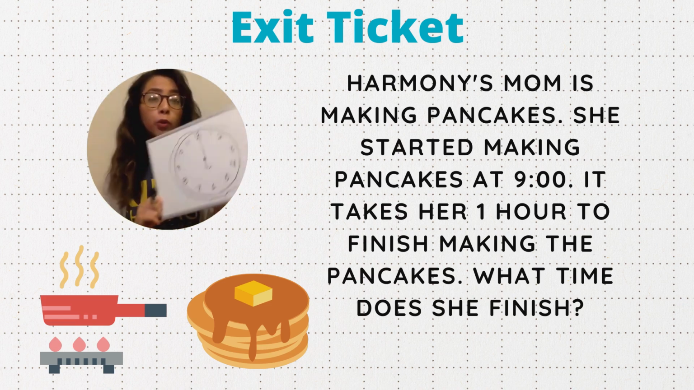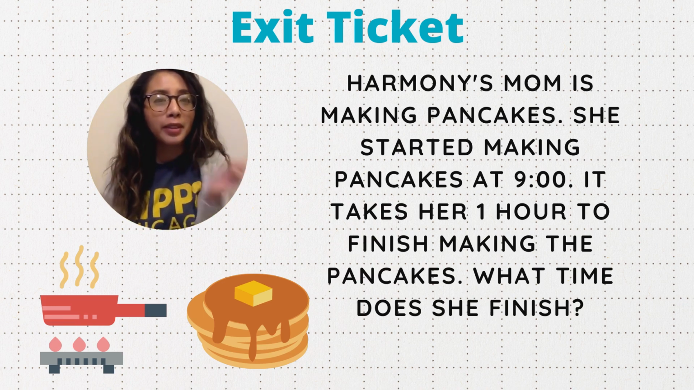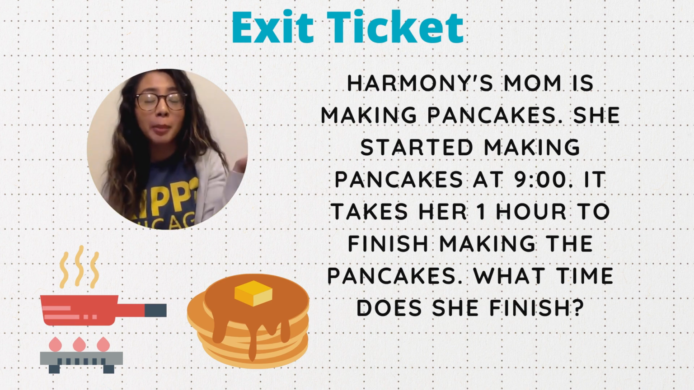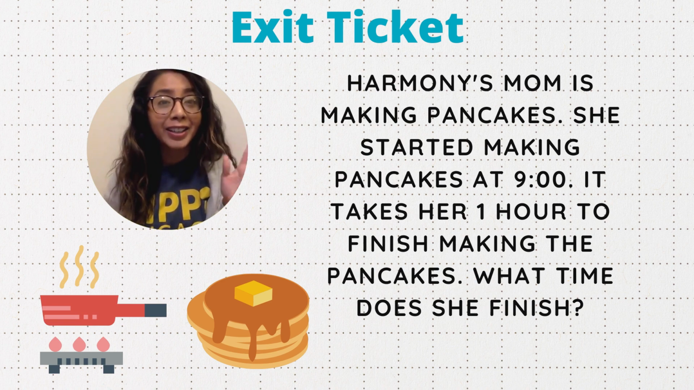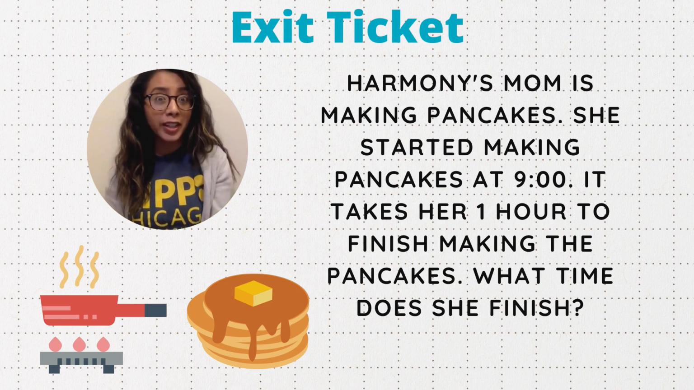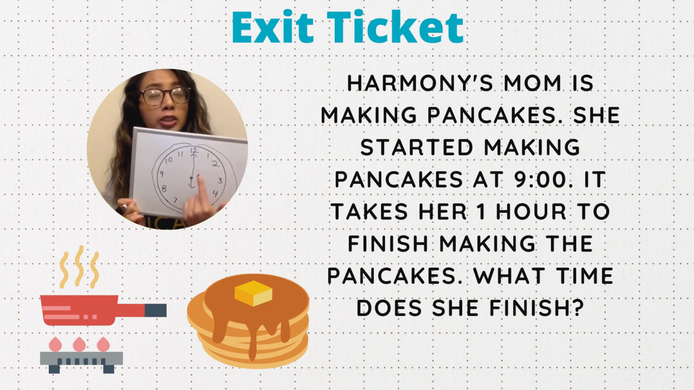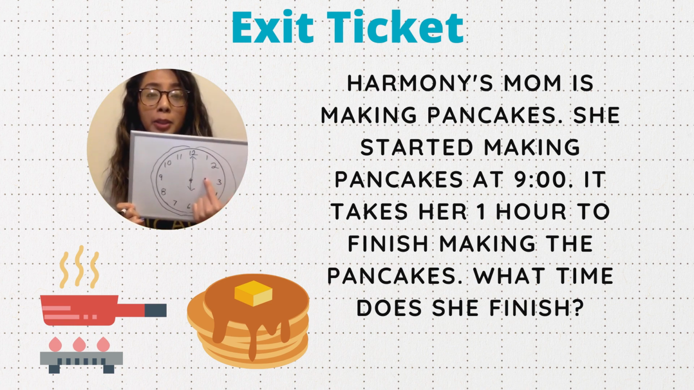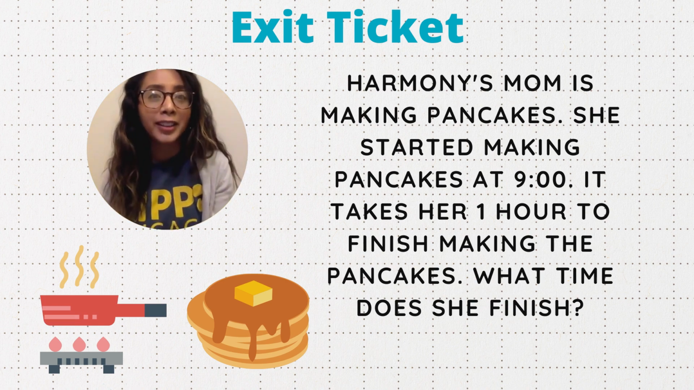For our exit ticket, this one I want you to solve all on your own. You can either draw the clock out or you can just think in your brain what the answer is for this problem. It says Harmony's mom is making pancakes. She started making pancakes at 9 o'clock. It takes her 1 hour to finish making the pancakes. What time does she finish? So draw your clock to help you solve. You can start with the time that Harmony's mom started making the pancakes and then think about what it will look like an hour later.